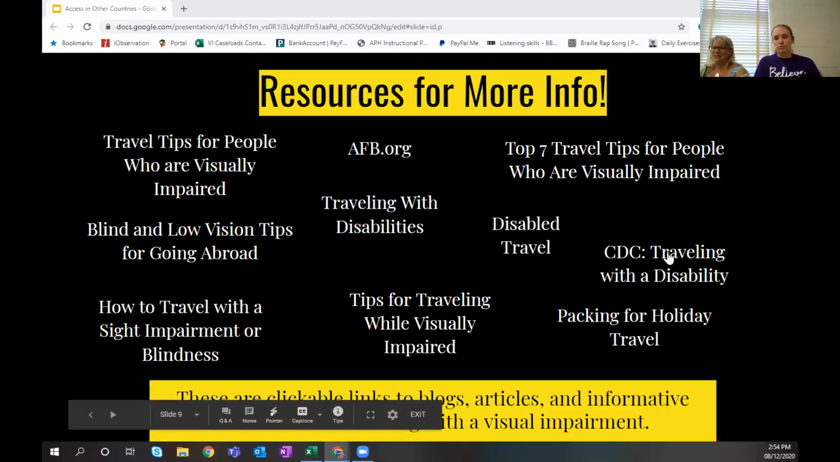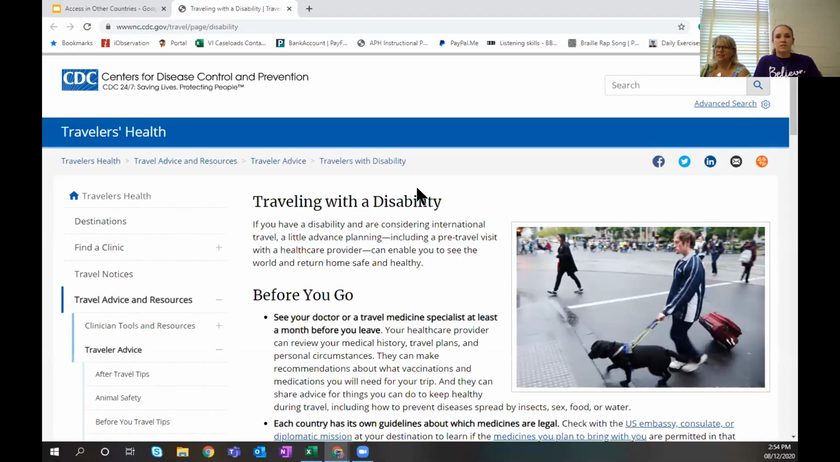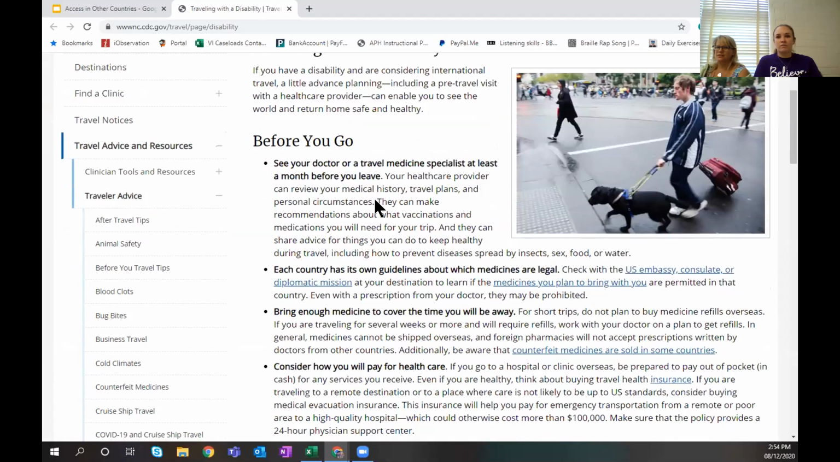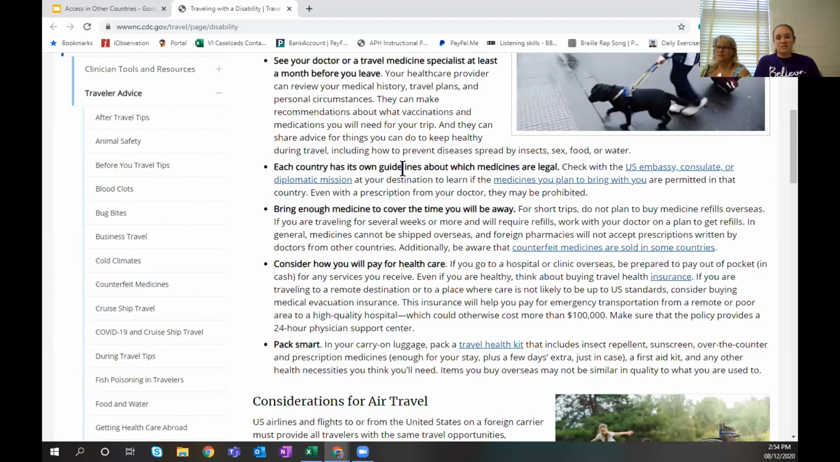There were some cool websites. This one was the CDC's website, which was awesome, that our Center for Disease Control gave a bunch of information about traveling with a disability and talking about how every country has its guidelines, especially with medicines. And I know you had a little bit of issue with that, Shaquice, didn't you? Having to get your medicine overseas, your eye drops?